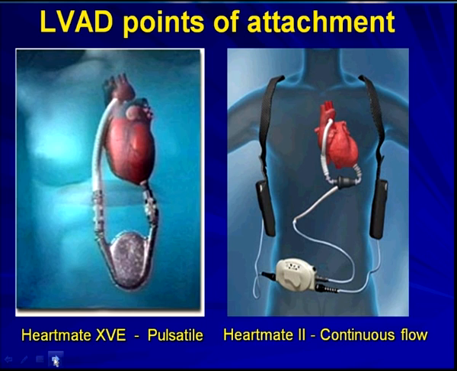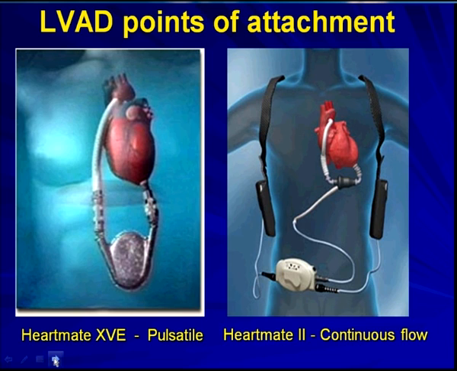But the points of attachment are still the same. The left apex of the left ventricle and the ascending aorta. If you just look at it, though, the sizes are smaller on the right, and where it's located inside the body is actually more conducive to a broader patient population as far as body size. So we've made some pretty big leaps from the left to the right if you look at these two pictures.